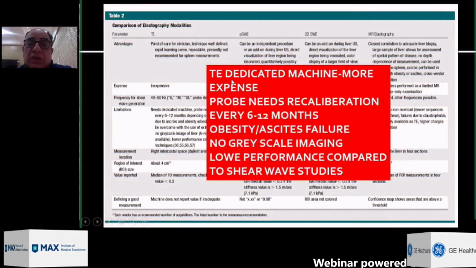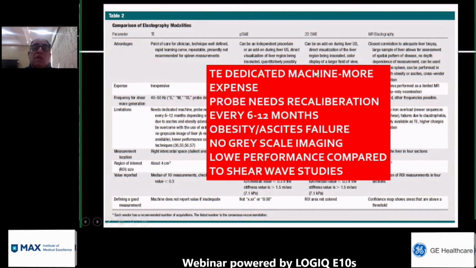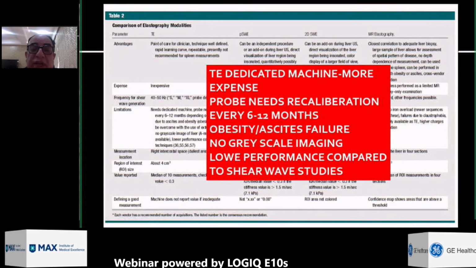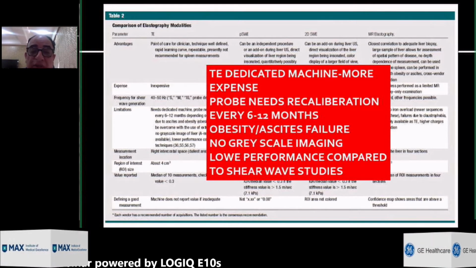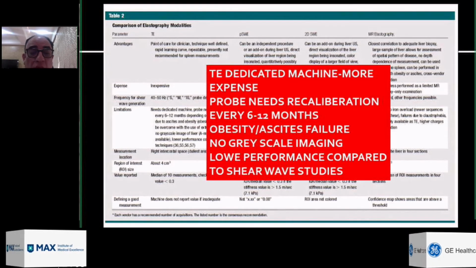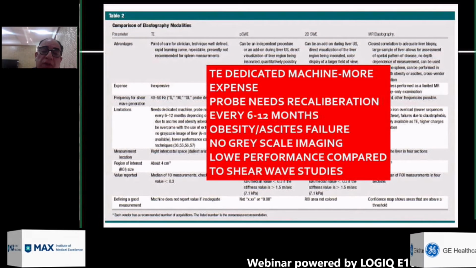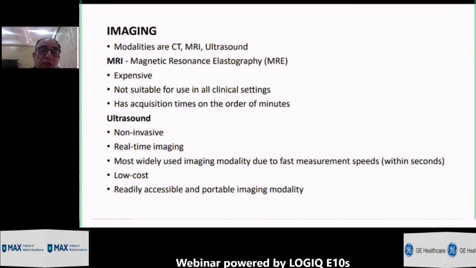Transient elastography is also more expensive. You need to remember that the probe needs calibration and recalibration every 6 to 12 months. There are failures with obesity and ascites. No grayscale imaging is possible. And some studies suggest that the performance is lower compared to shear wave ultrasound.